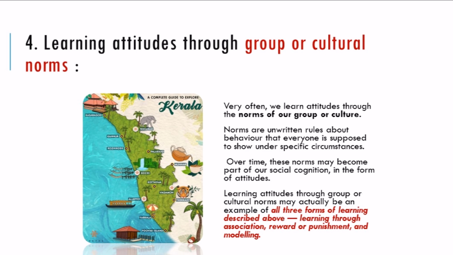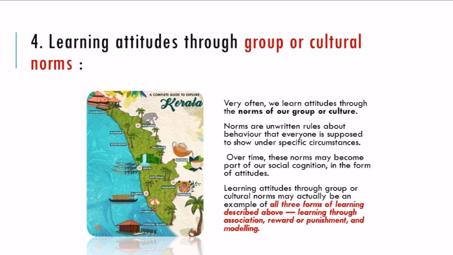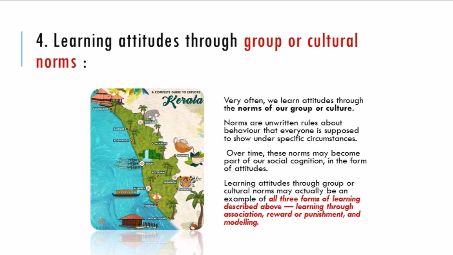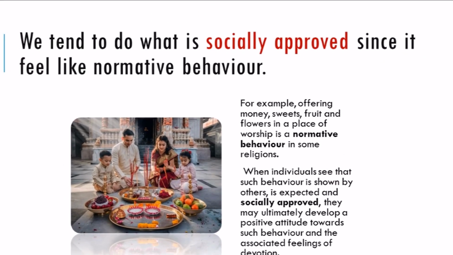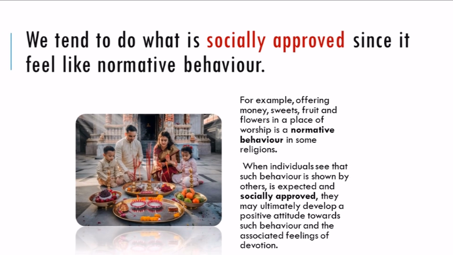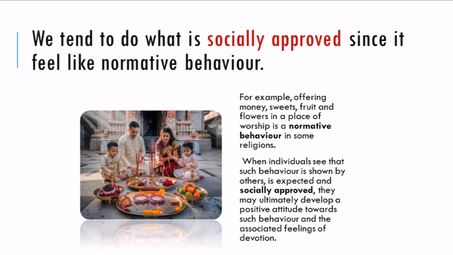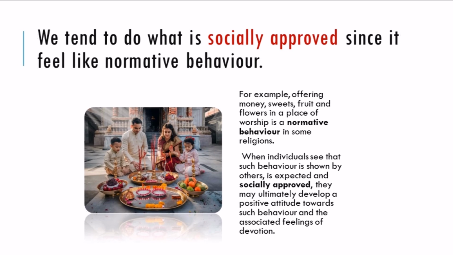4. Learning attitudes through group or cultural norms. Attitudes are frequently shaped by group or cultural norms, which are unwritten rules about expected behavior. For example, offering money or flowers at a place of worship is a normative behavior in some cultures. When individuals see this behavior as expected and socially approved, they may develop a positive attitude towards it.